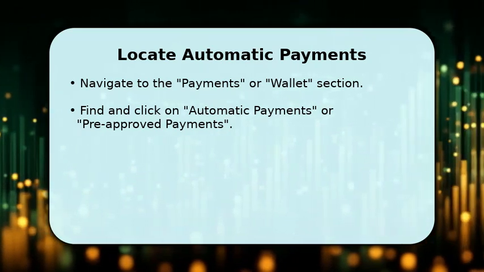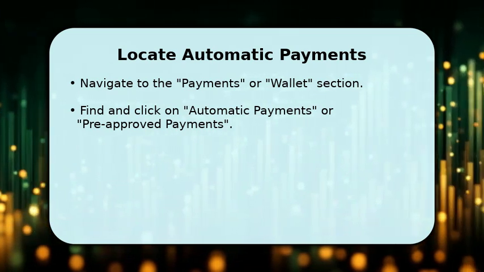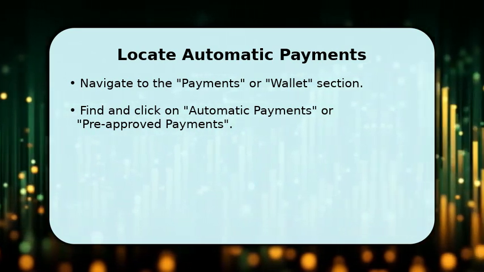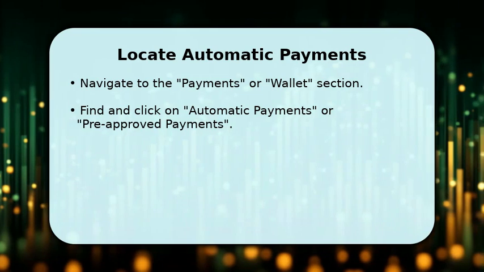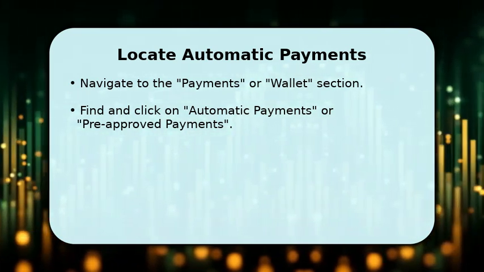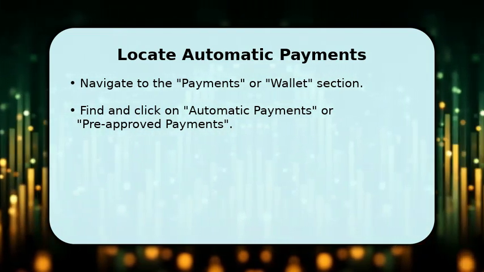Look for the Settings icon, often represented by a gear, usually found in the top right corner of your dashboard. Click on it, then navigate to the Payments tab. Within this section, you should see an option labeled Automatic Payments or Pre-Approved Payments. This is where all your recurring subscriptions and direct debits are managed.